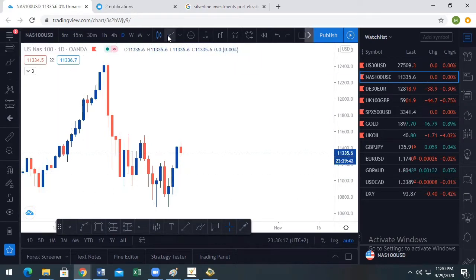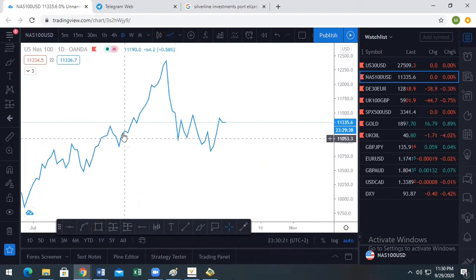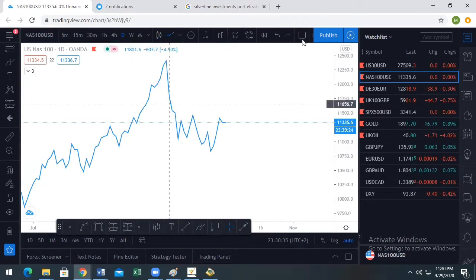So first thing that we're actually gonna do is change our graph to a line graph, right? One thing I like about a line graph is it takes out all the noise in the market, so it gives us a clearer view of the market at the specific time, because we are trading with regards to price action. So with that being said, first thing that we're gonna look for is key zones, right?